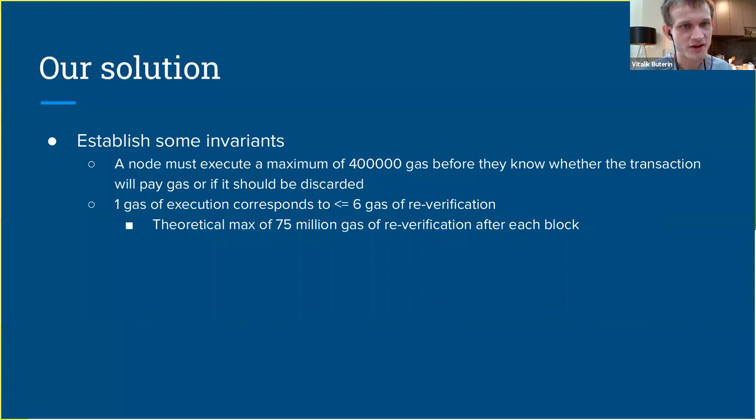So our solution, we'll focus on the first two problems, and then we'll talk a bit about the third at the end. We'll establish some invariants and we'll establish some restrictions on what execution can do in order to enforce those invariants. So one invariant is that we want a rule that says a node must execute a maximum of some amount of gas, say 400,000 gas, before they know whether the transaction will pay gas or whether the transaction should be discarded. The idea here is that we want it to be not possible to have a transaction that runs for many, many millions of gas, and then at the end suddenly isn't valid and doesn't pay the fee. So this is the first invariant.